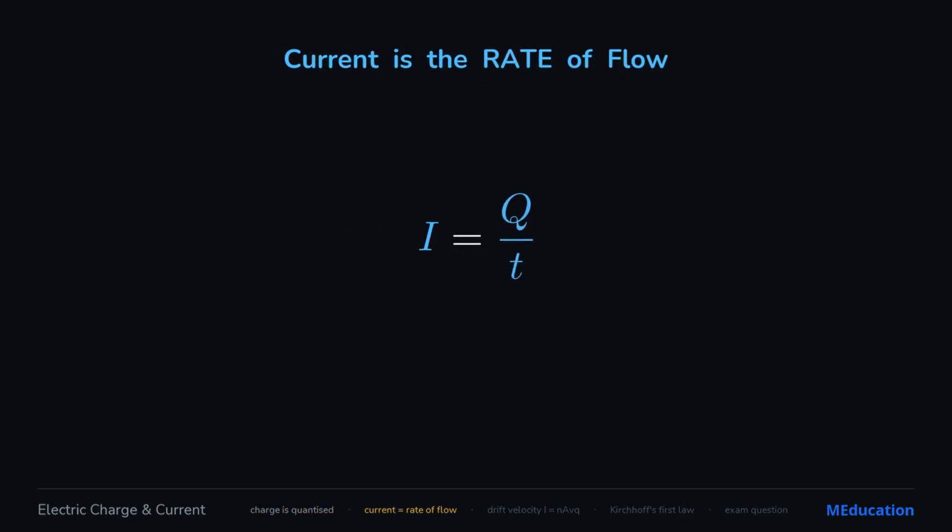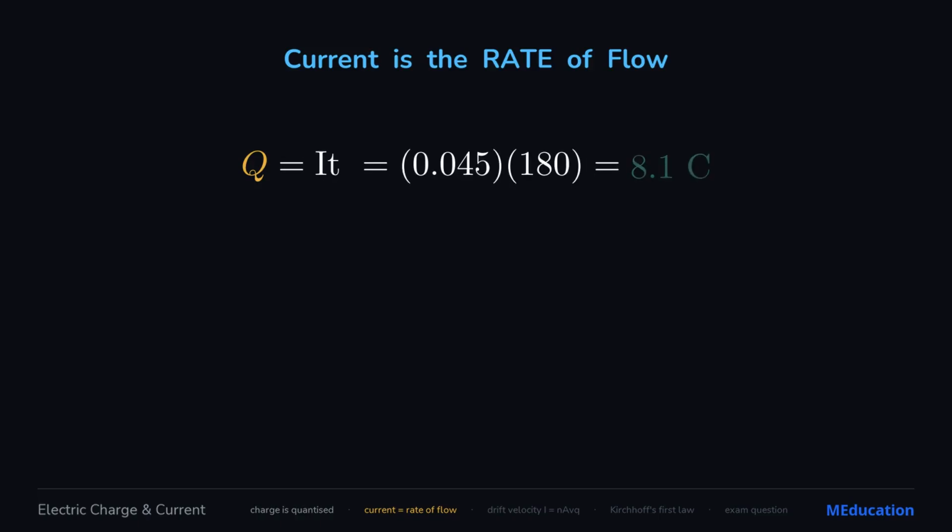Now set those lumps moving. Electric current, symbol I, is the rate of flow of charge. That word rate is doing all the work. It means divided by time. Write current is the flow of charge and you score 0. It is charge per second, I equals Q over t.